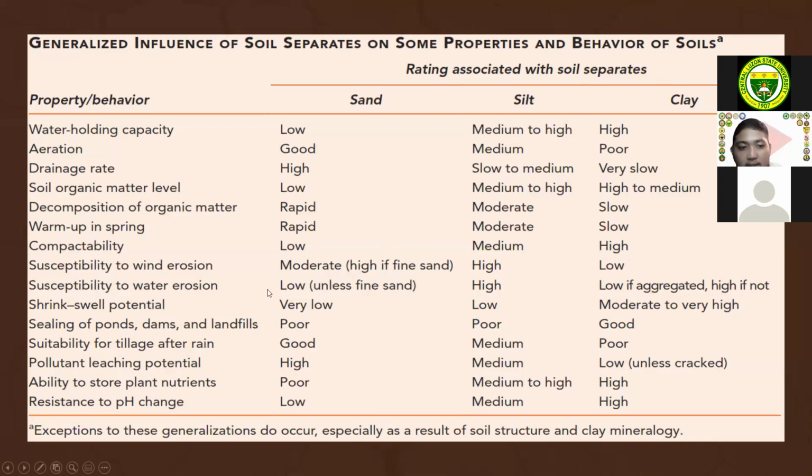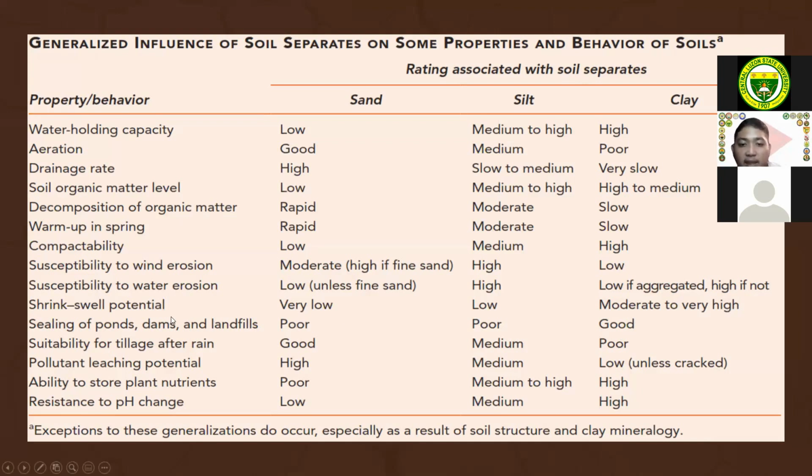Then clay is low. Then in water erosion, sand is low unless fine sand. So low kasi hindi siya madaling maagos ng hangin ng tubig yung ating sand kasi medyo mabigat yung particles niya. Then silt is high, then low if aggregated, high if not. So kung aggregated or dikit-dikit yung clay particles natin, very low yung kanyang susceptibility to water erosion. But kapag loose yung clay natin, it has a very high susceptibility to water erosion.